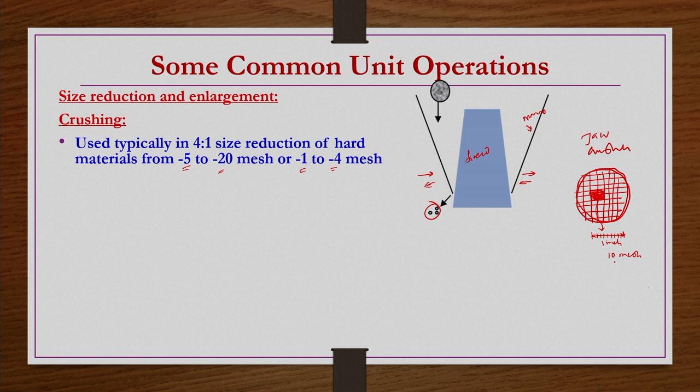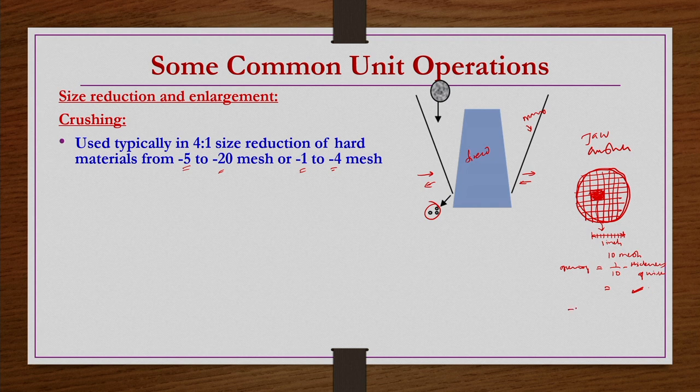How to get the opening size? Let us say there are 10 openings in 1 linear inch distance, right? So how do we know how much each opening size is? That is 1/10 inch minus the thickness of the wire that has been used to construct this particular mesh. So that you get the opening size. Right. This is all you are going to see in your mechanical unit operation course anyway.